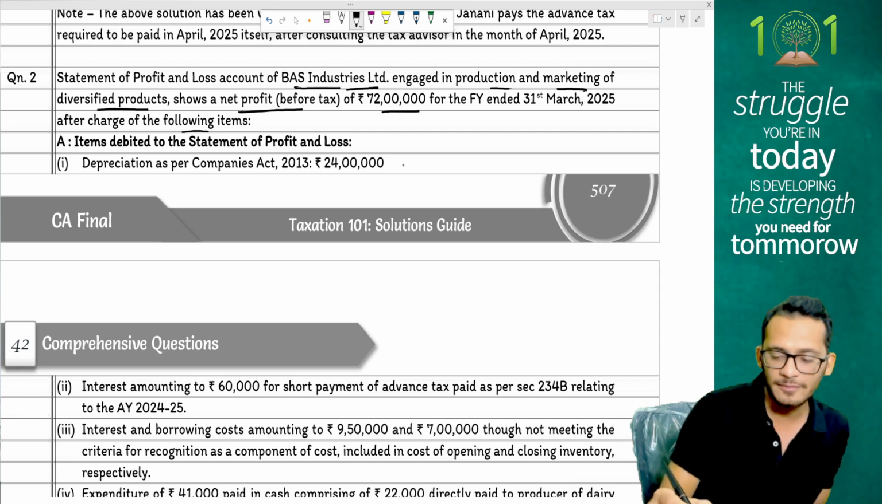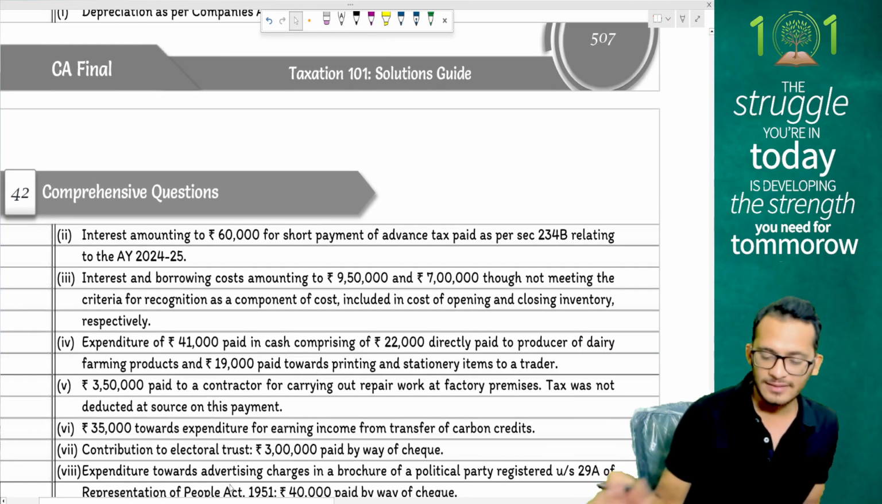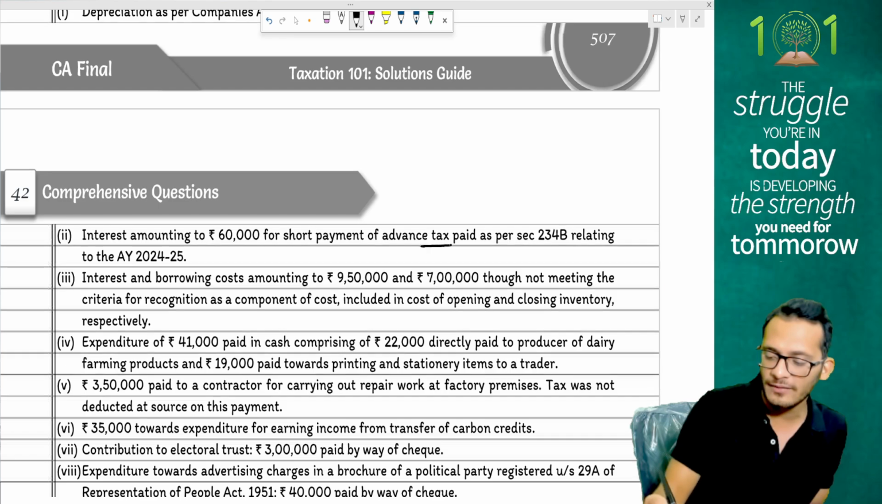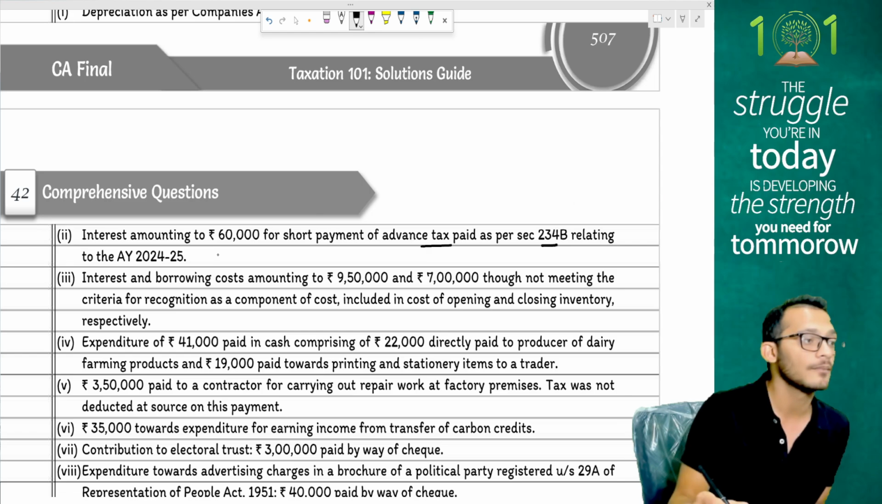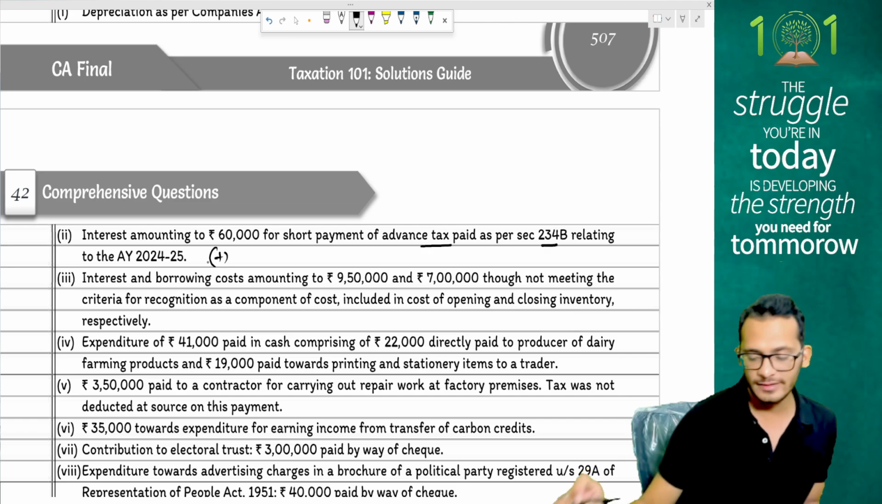First item, depreciation as per Companies Act, 24 lakhs. Quickly, plus. Next, interest amounting to 60,000 for short payment of advance tax as per section 234B for assessment year 2024-25. I am plus. People, taxes paid under income tax are to be disallowed.